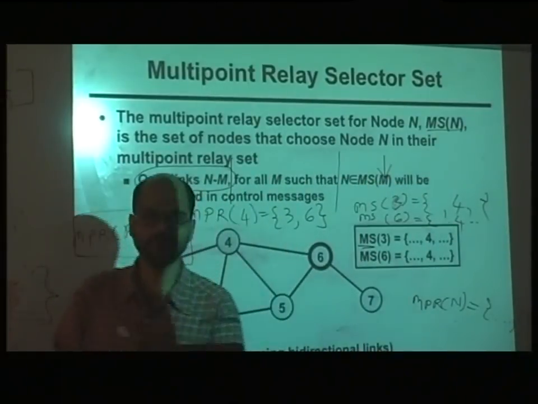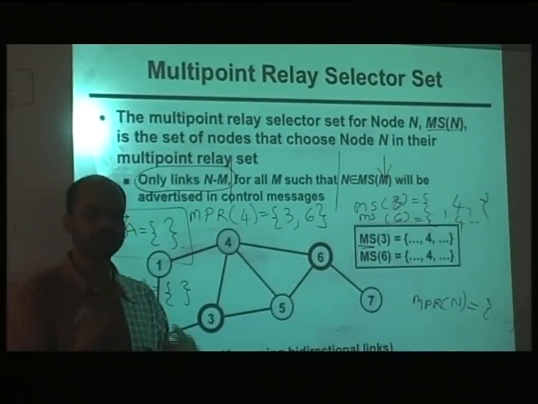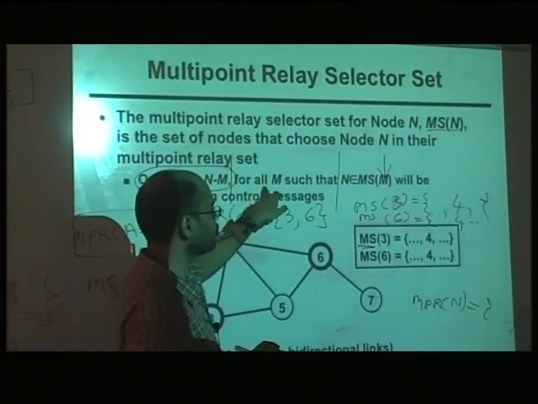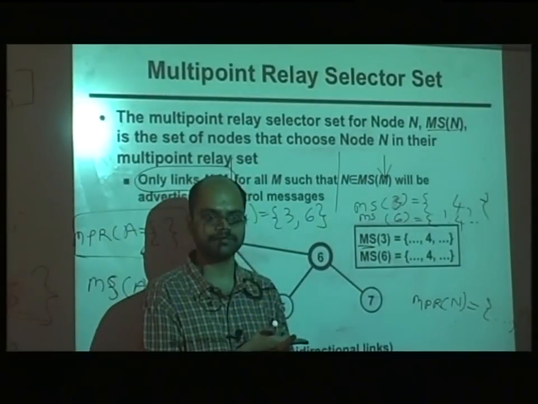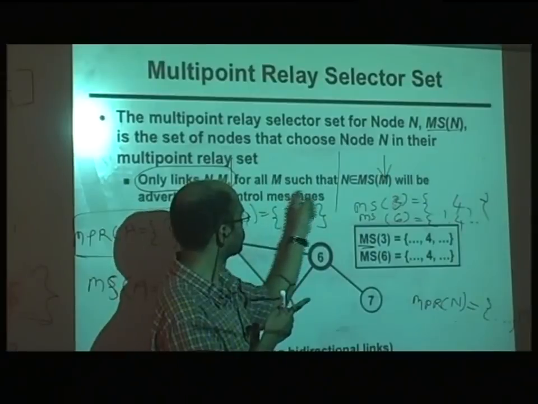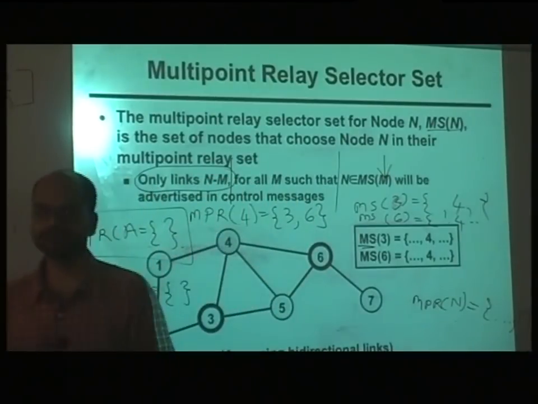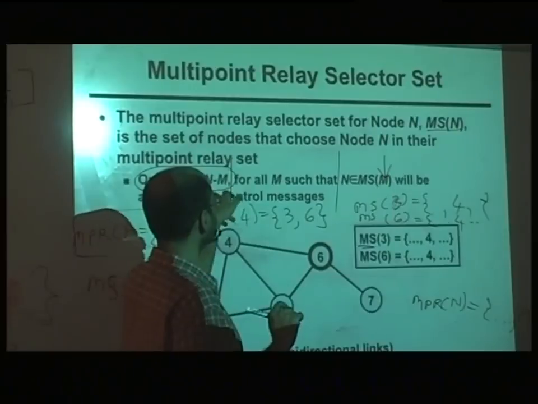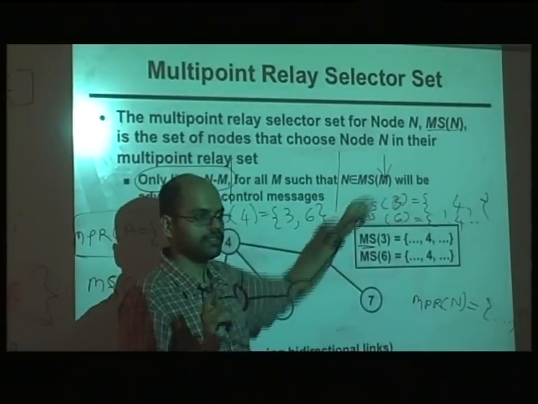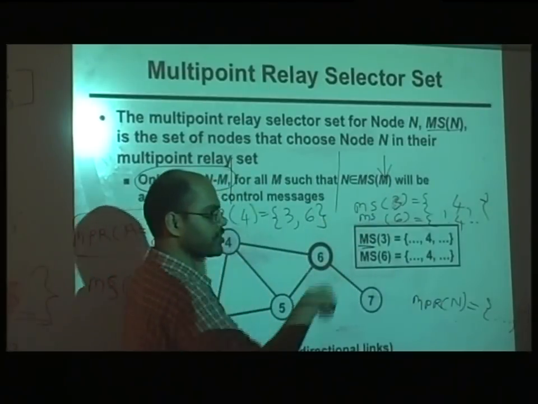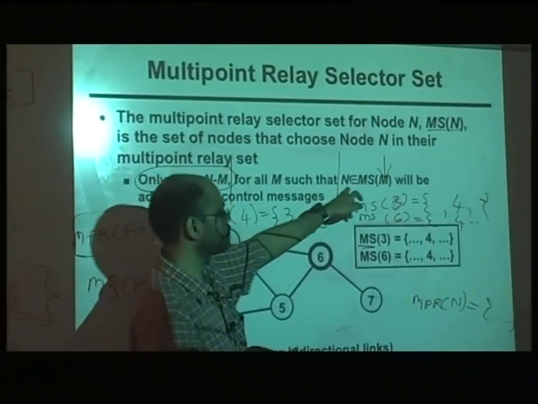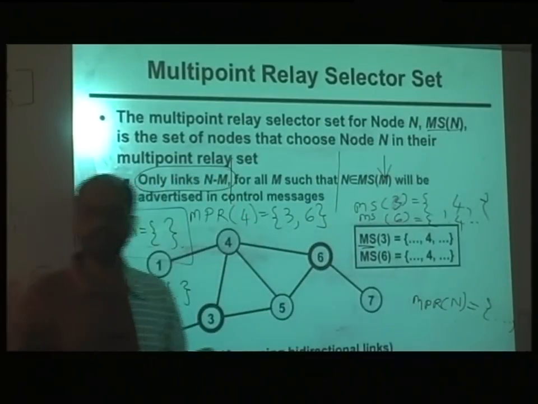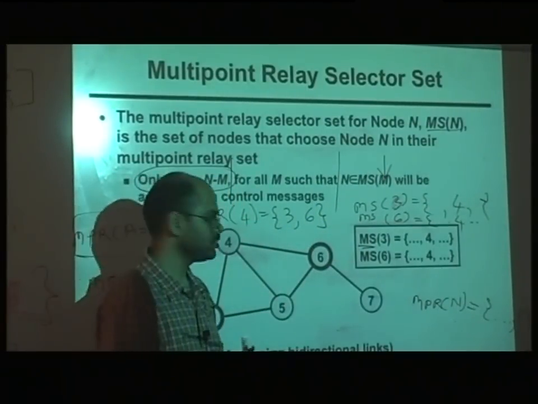Okay. So this is the part, right? N has selected M to be its relay. So this part is here. N belongs to MS of M. Now we do it for all N, that means you do it for every node. And what is meant by only links N and M will be there? That was what the question was. If somebody has not selected M to be its relay, you won't advertise for that node.